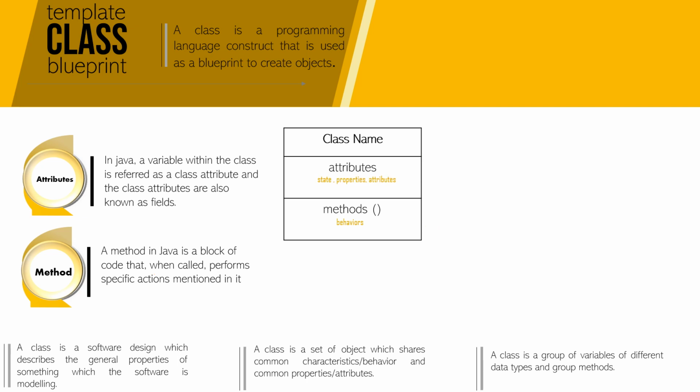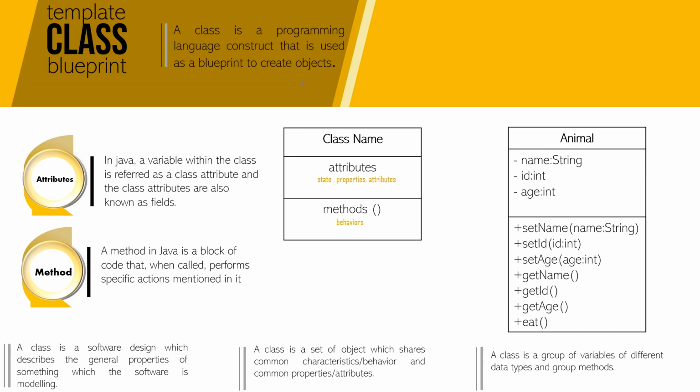This is an example of a UML diagram. UML stands for Unified Modeling Language. As viewed, the class name starts with a capital letter, applying the naming convention. Next, for the attributes, the second part, the attributes are name, ID, and age. And lastly, for the methods, we have the following methods: set name, set ID, set age, get name, get ID, get age, and the if method.